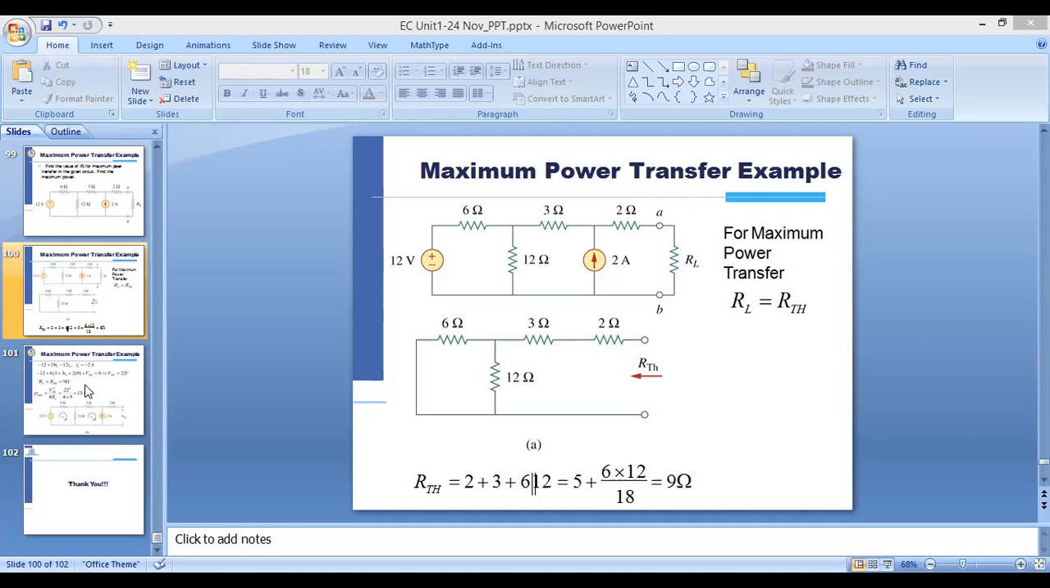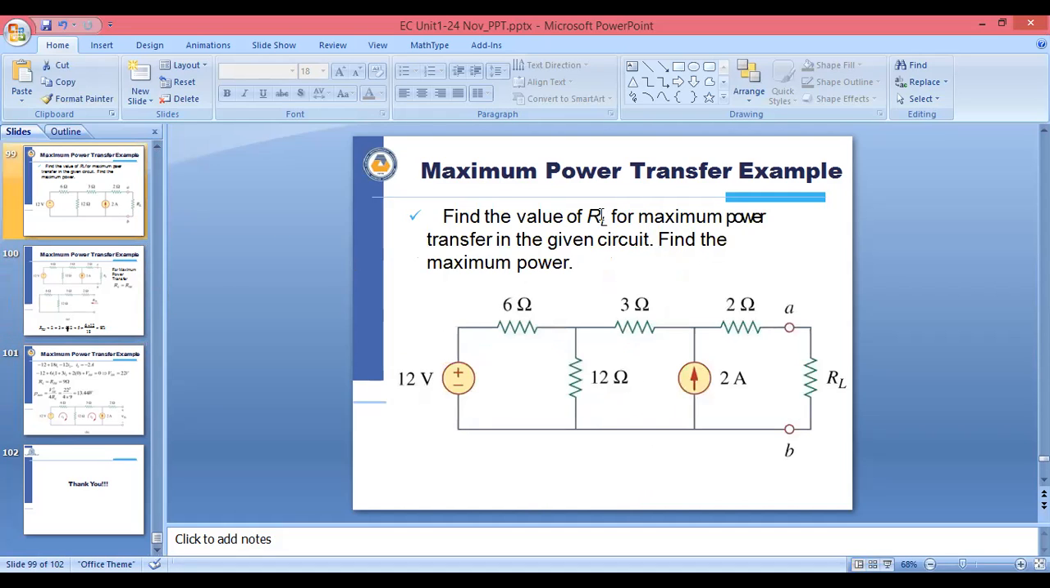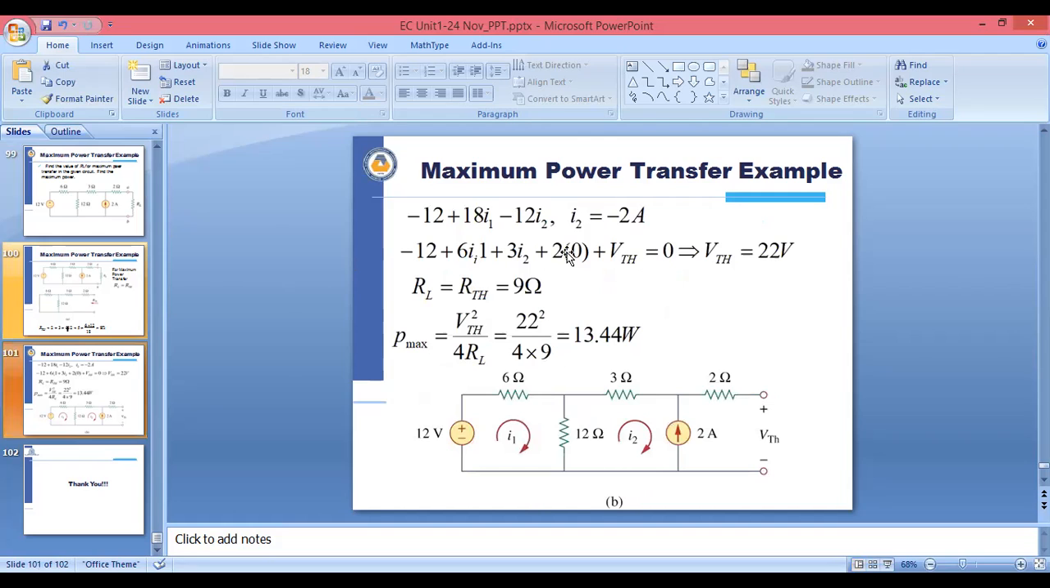Now we are supposed to calculate the value of power, because the question asks you to find the value of RL and the value of maximum power. So RTH is drawn, so the value of RL will be the same, that is 9 ohm. Now we are supposed to derive the value of power. For that, you will need the value of the Thevenin voltage. How can we derive it? You can derive it by any method: node analysis, mesh analysis, or the Thevenin network theorem, and you will get the value of the Thevenin voltage.